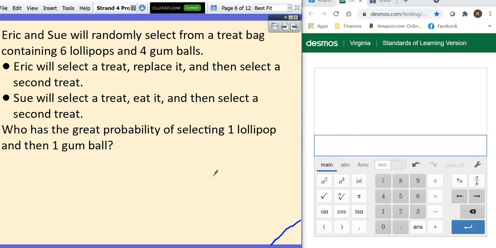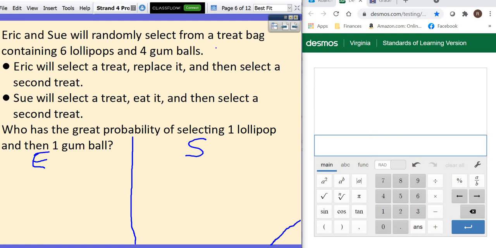All right, here we have something else. Let's see what happens. It says Eric and Sue will randomly select a treat bag containing 6 lollipops and 4 gumballs. Eric will select a treat, replace it, then select the second treat. Sue will select a treat, eat it, and then select a second treat. Who has the greatest probability of selecting 1 lollipop and then 1 gumball? So I'm going to split the screen here, and on one side we're going to talk about Eric, and on the other side we're going to talk about Sue.